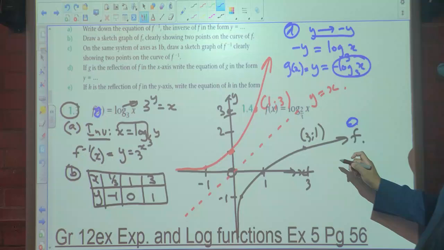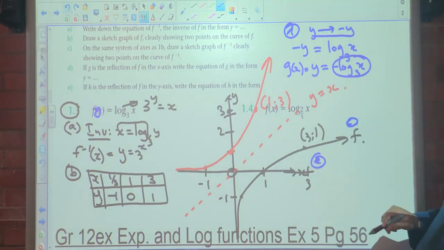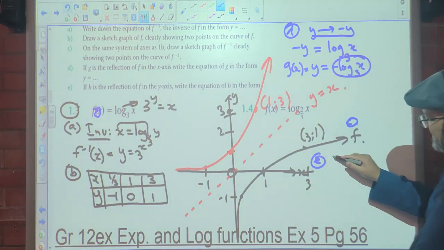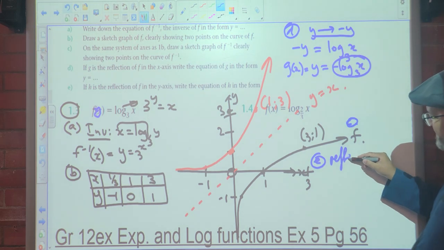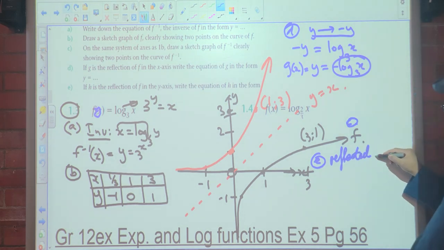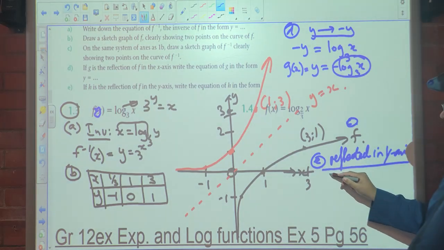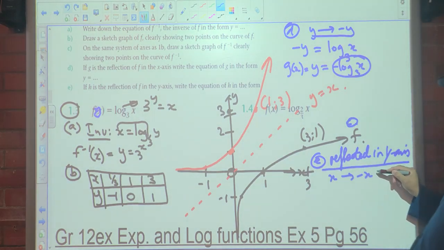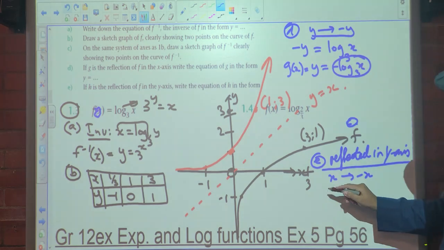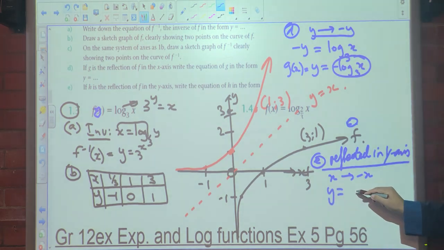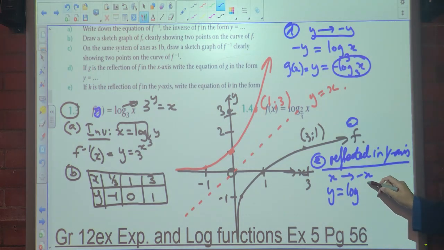And then there's D. Let's look at E. There's reflection in the y-axis. So if something is reflected in the y-axis, what's the rule? X becomes negative. So we have now y is equal to log minus x base 3.